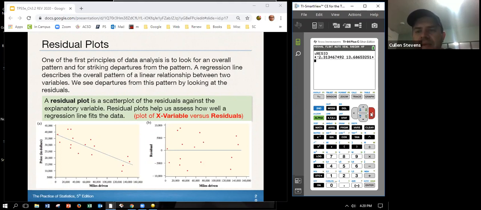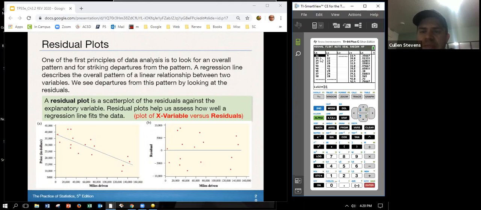So every time I make a line of best fit, the residuals are calculated. What I like to do is go into stat, edit, and put my residuals next to my data points. Here's my X, here's my Y. I'm highlighting list 3, then going to second list, and putting the residuals in there. That automatically lines up all the residuals.